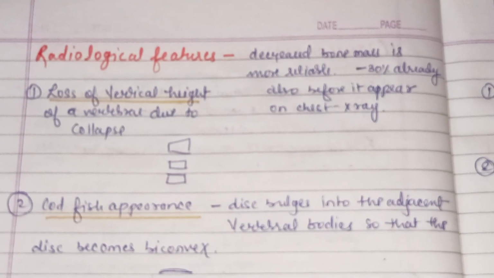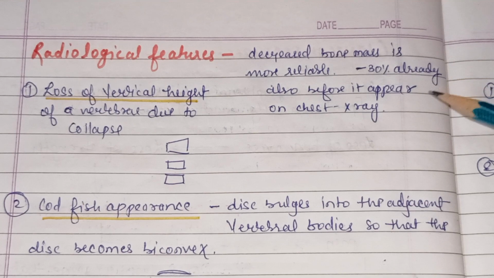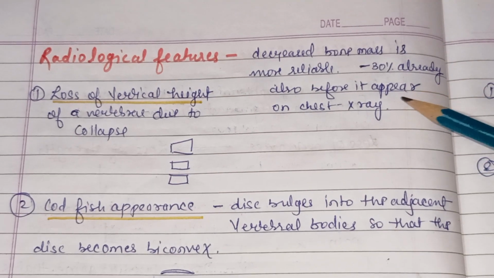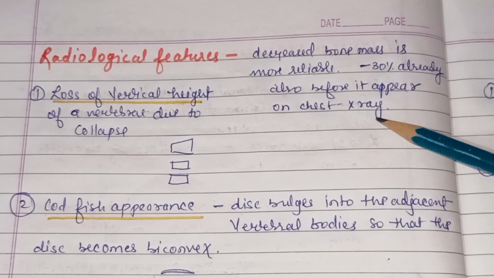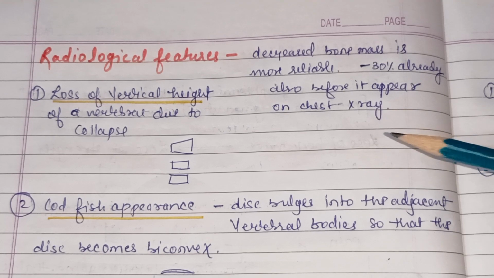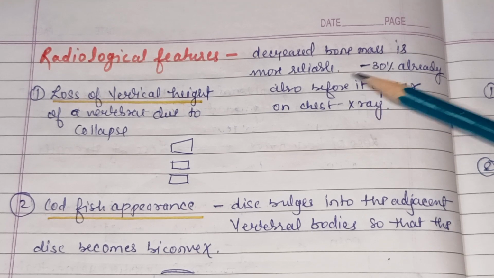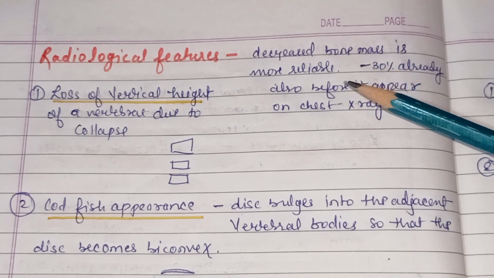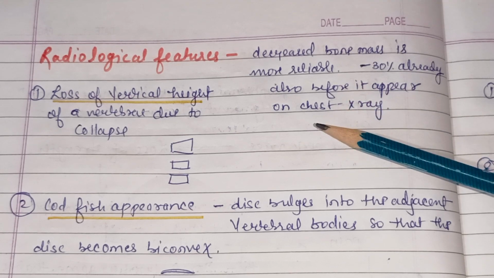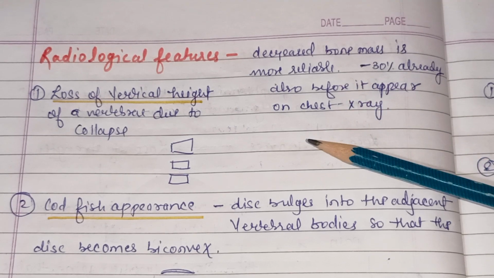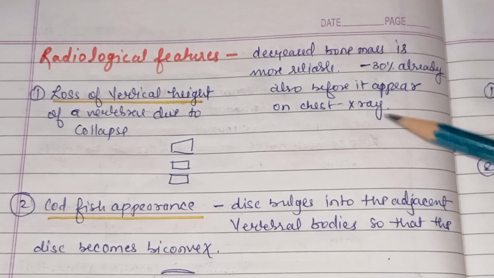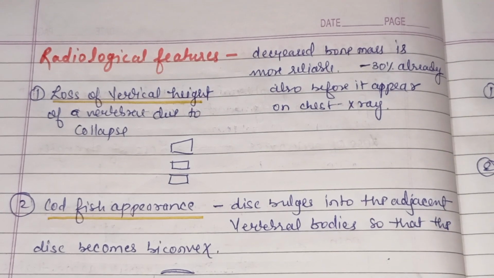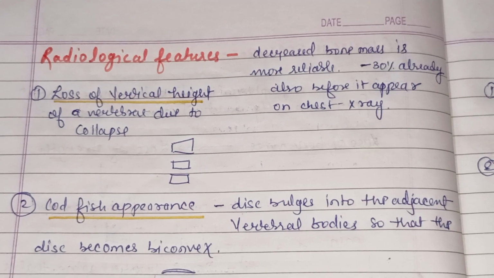30% bone loss has already occurred before it appears on the chest X-ray. There are 4-5 features we can discuss in the radiological features. First is the loss of vertical height of a vertebra due to a collapse. Codfish appearance: the disc bulges into the adjacent vertebral bodies so that the disc becomes biconvex.